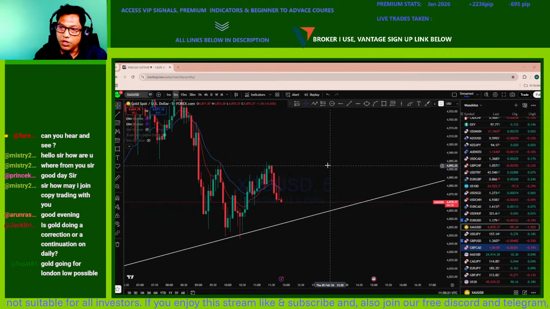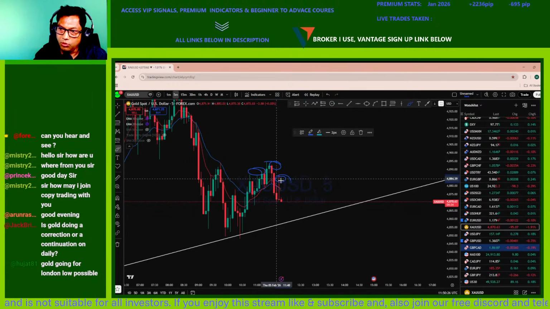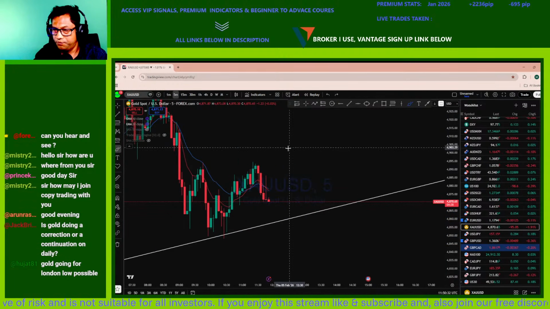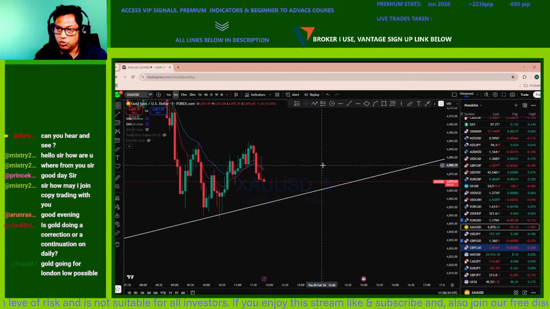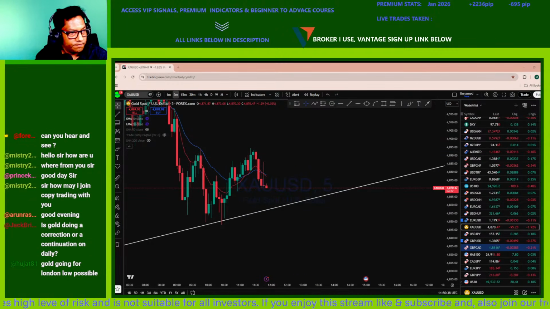Now here is the long wick from a head and shoulder, and with this head and shoulder the market may eventually break that low here to create a new lower low in this market.